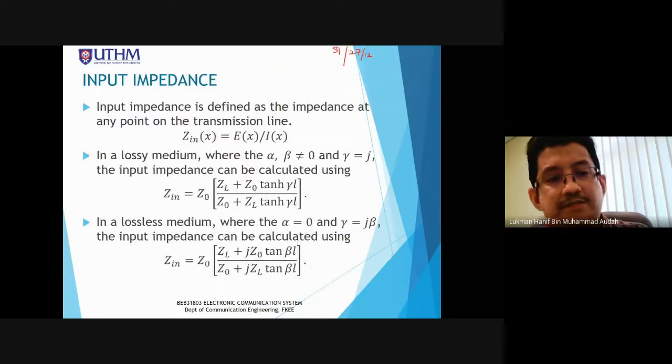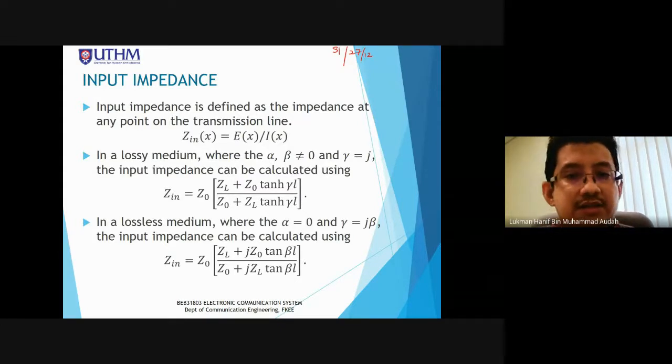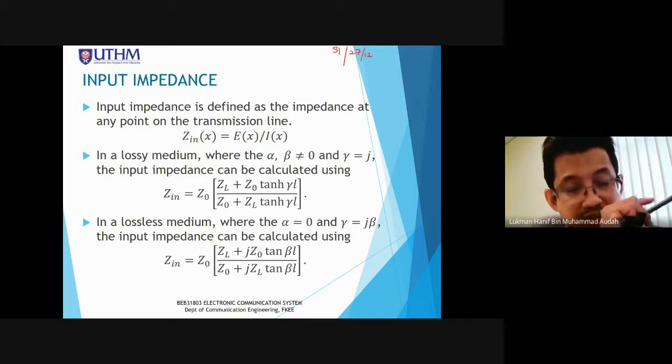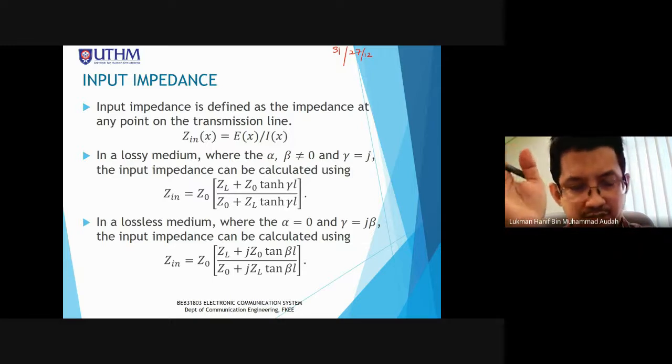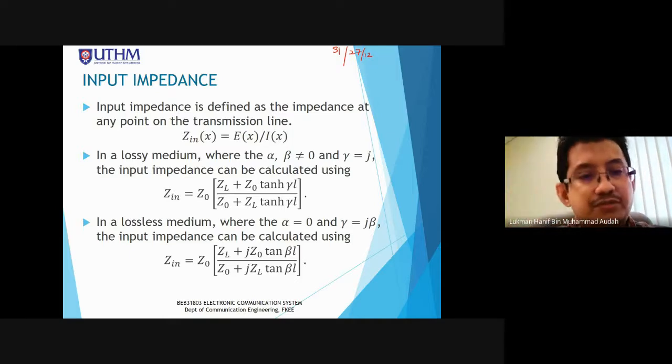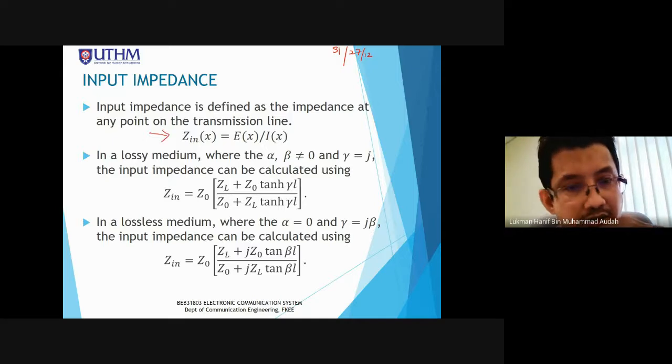Okay, ini boleh terangkan sikit lah. So input impedance is the impedance defined at any point of the transmission line. Ini yang saya nyatakan tadi. Berbeza dengan karakteristik impedance, input impedance ini adalah impedance pada point-point tertentu dalam transmission line. Okay. Dan setiap dia punya point itu, dia punya impedance adalah berbeza-beza. Input impedance-nya berbeza-beza. So persamaan ini Z input is equal to voltage divide with current.